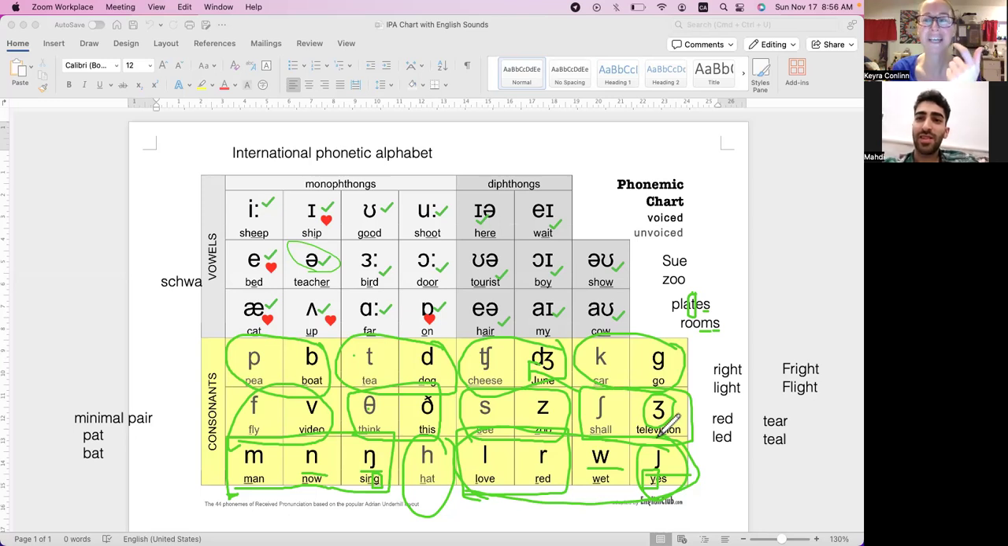You can see my tongue. It's tight. It's not touching anywhere in my mouth, but it's very tight. Yes: yesterday, yellow, yo-yo. Okay. And that is all the sounds of English. That's all of them.